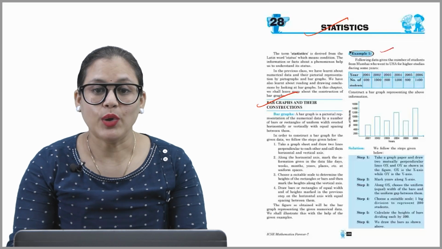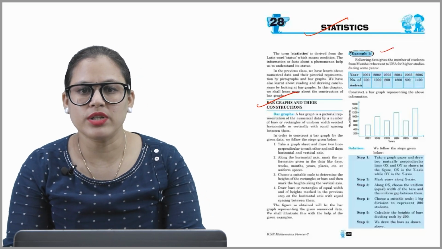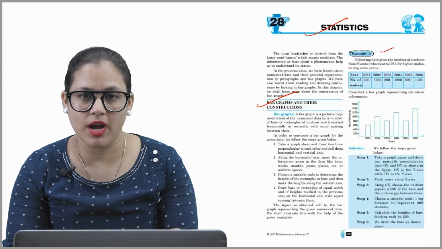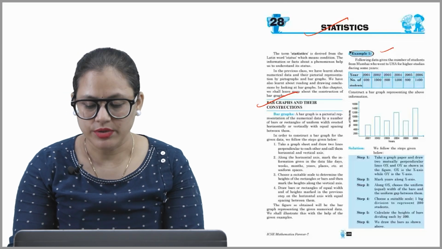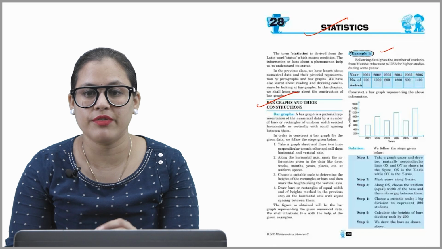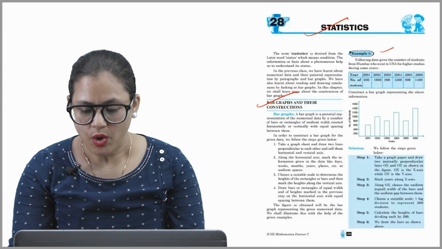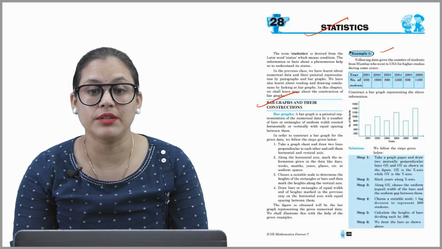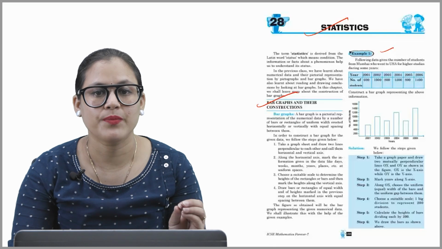Example: the following data gives the number of students from Mumbai who went to USA for higher studies during some years. Years and number of students are given here. So we have to construct a bar graph representing the above information. On the x-axis we will take years and on the y-axis we will take number of students.